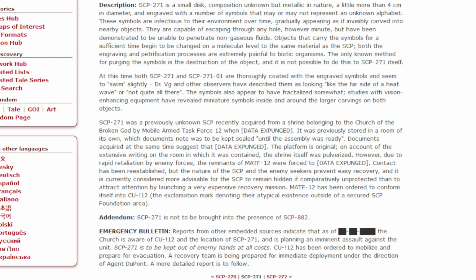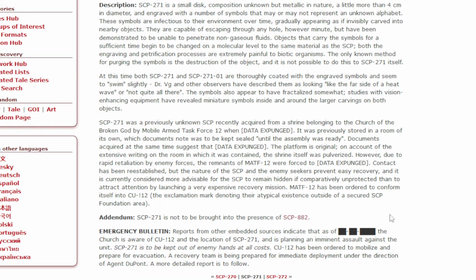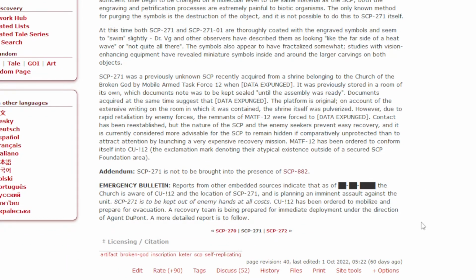Let's see, where were we? SCP-271 is not to be brought into the presence of it. So that, wait, which one was that? That was the clock, right? Yeah. I guess that could be a problem.